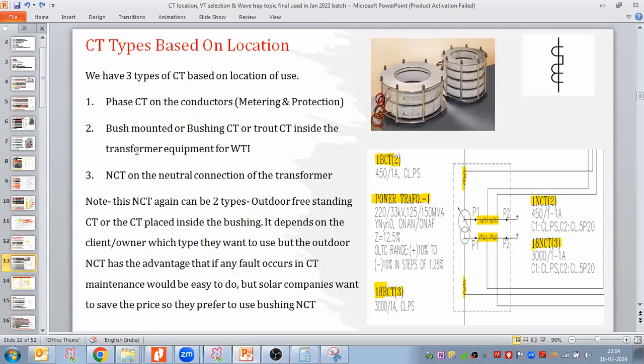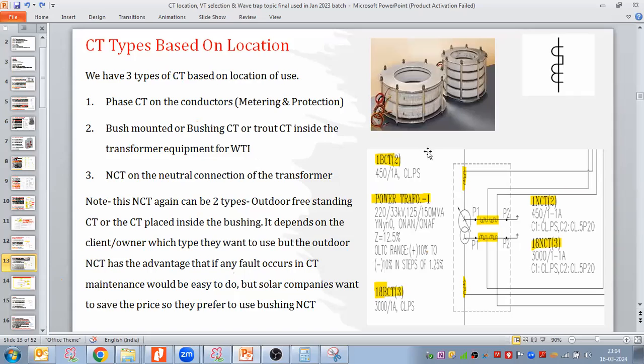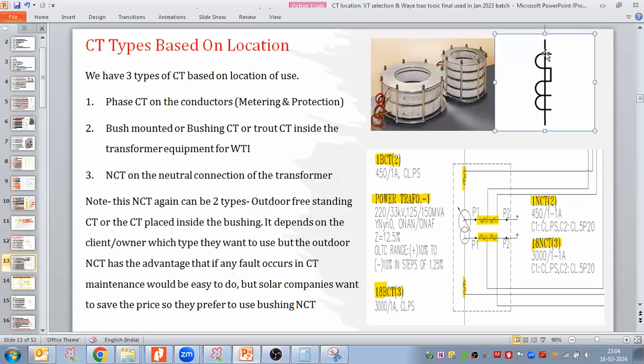Turret CT inside the transformer equipment is mainly for the winding temperature indicators, WTI. So this CT that I'm putting here is my bushing CT or turret CT. For that CT, we take a different kind of symbol to represent it, and we use this symbol during SLD preparation. It goes like this, and then it comes like this. So whenever you are using the bushing CT, use this kind of symbol.